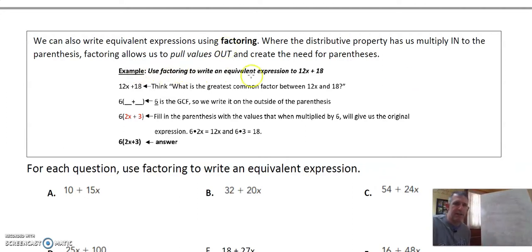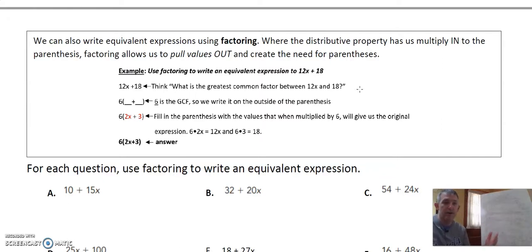Example: use factoring to write an equivalent expression to 12x plus 18. So 12x plus 18, we need to think, all right, what's in 12 and what's in 18 that they have in common? In other words, what's a number that I can divide 12 by that I can also divide 18 by? 2 probably comes to mind, right? Because 12 is an even number, 18 is an even number. I can divide them both by 2. That's good, but can we go bigger?